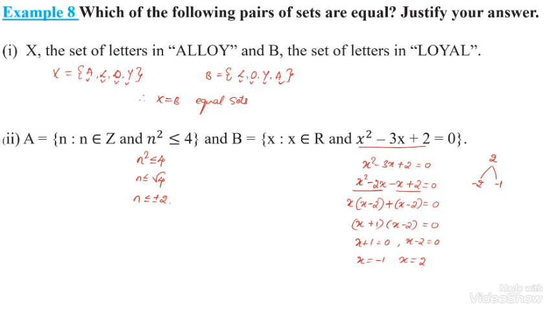Therefore, the values are minus 1 and 2 for B, and here A contains plus or minus 2. The values are plus 2 and minus 2. While observing the elements of A and B, here plus 2 and minus 2 are there, here minus 1 and plus 2 are there. Both are not the same. The two sets contain different elements. Therefore, A is not equal to B. It is an unequal set.